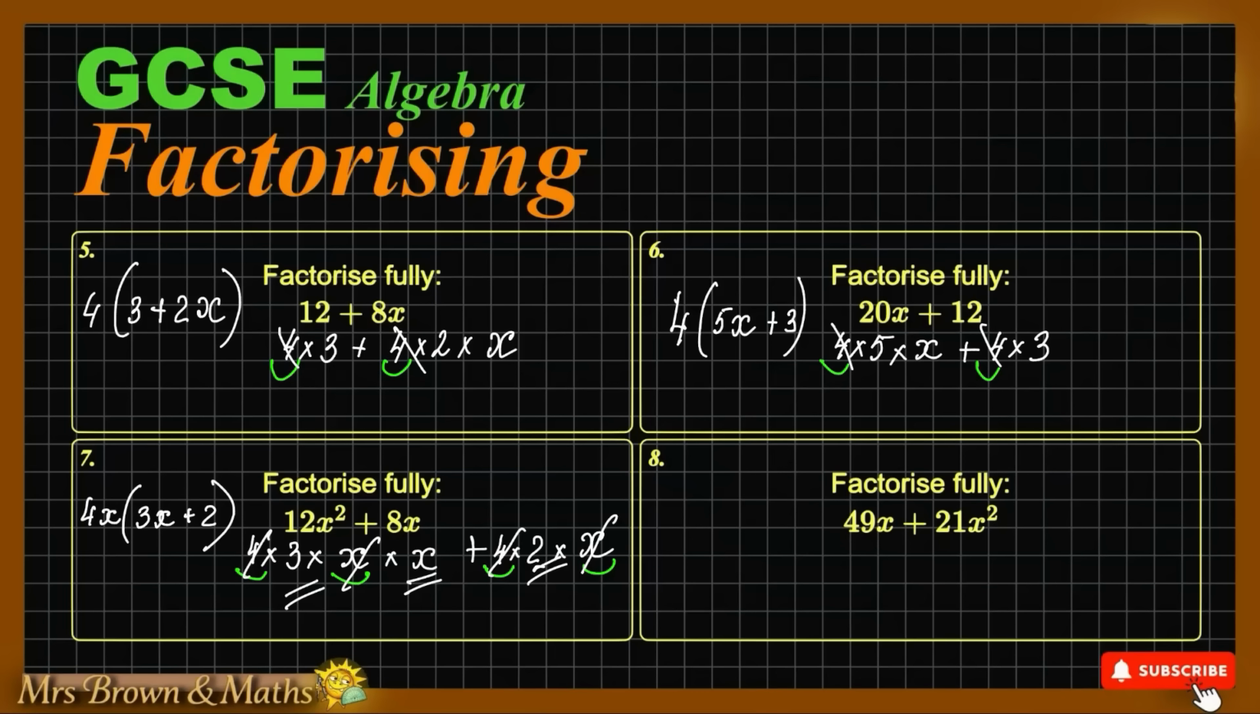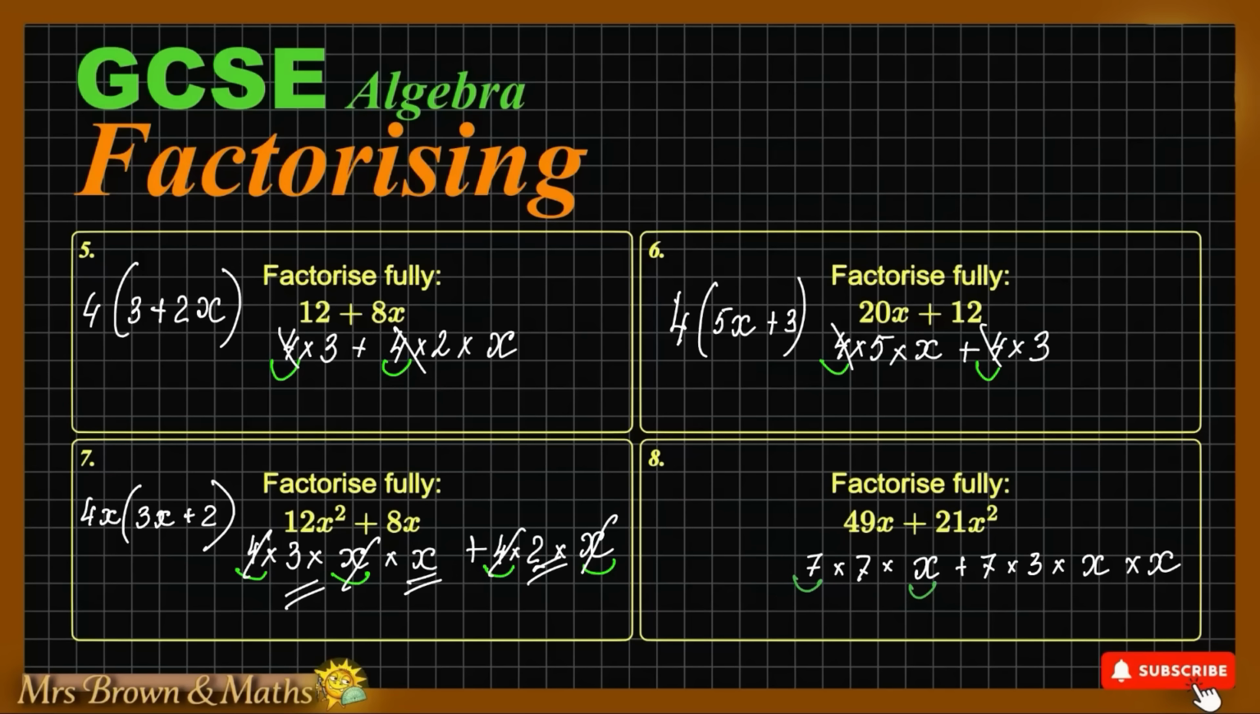Question 8. 49x plus 21x squared. So we have x's for both terms, and both numbers can be divided by 7. So let me rearrange. 49x becomes 7 times x. What about 21x squared? 21 becomes 7 times 3, and x squared becomes x times x.